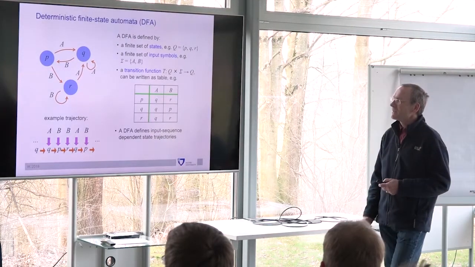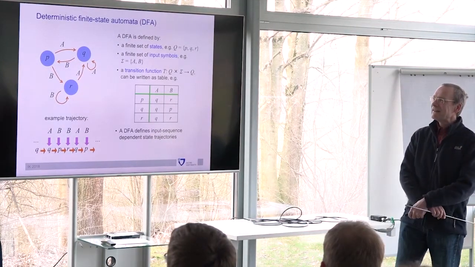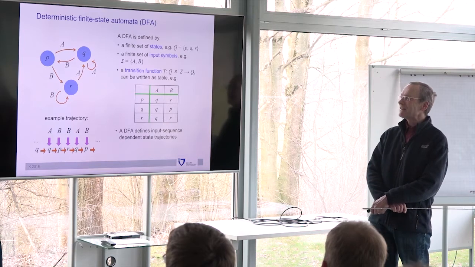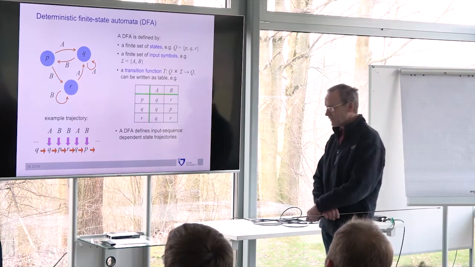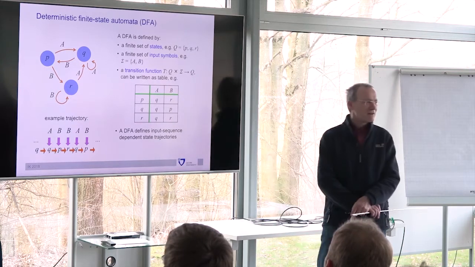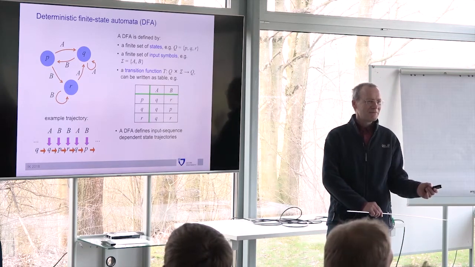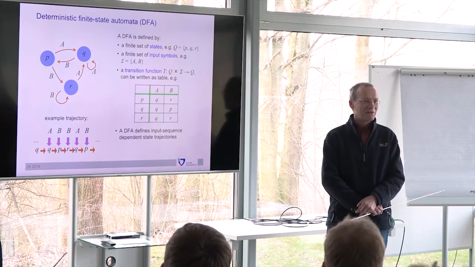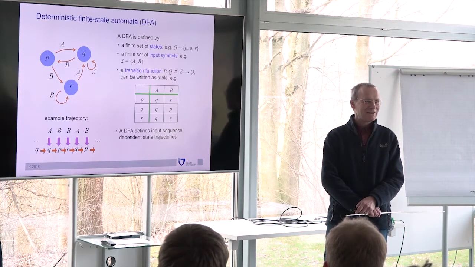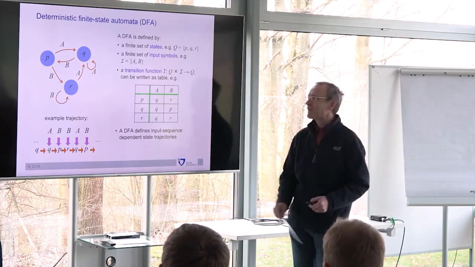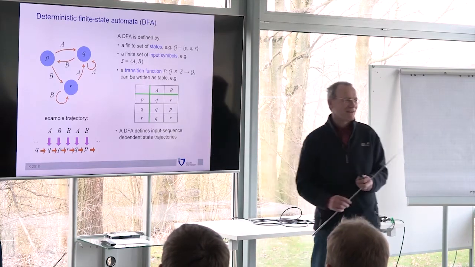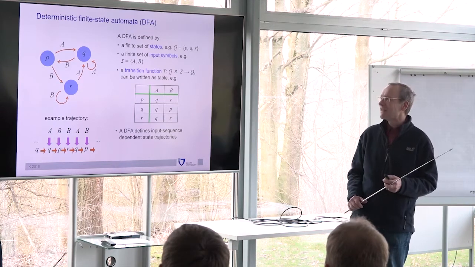So the first and simplest one are deterministic finite-state automata, or just DFAs. And any student of computer science who is... did you hear about DFAs, of endliche Automaten? Not. Yes. So for computer science, this is one of the most standard things.